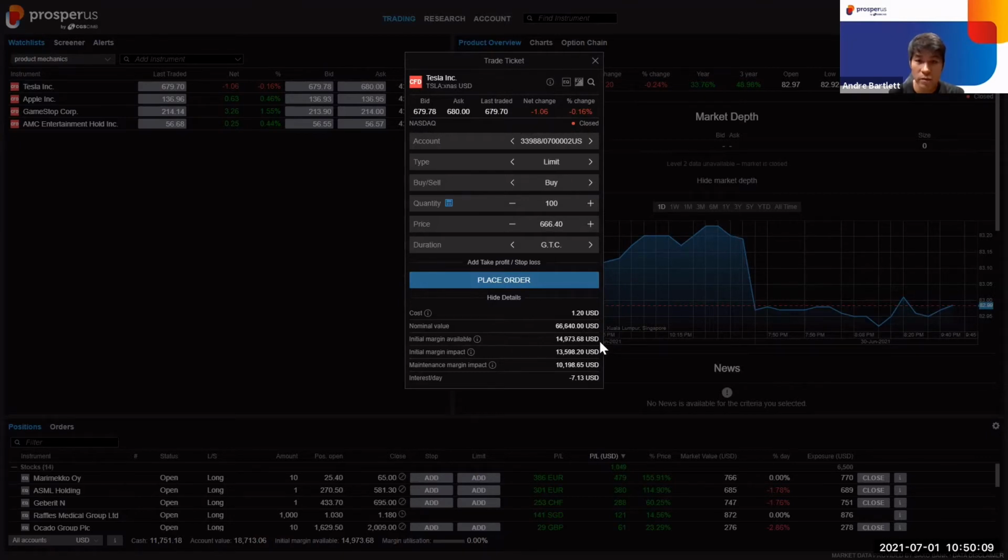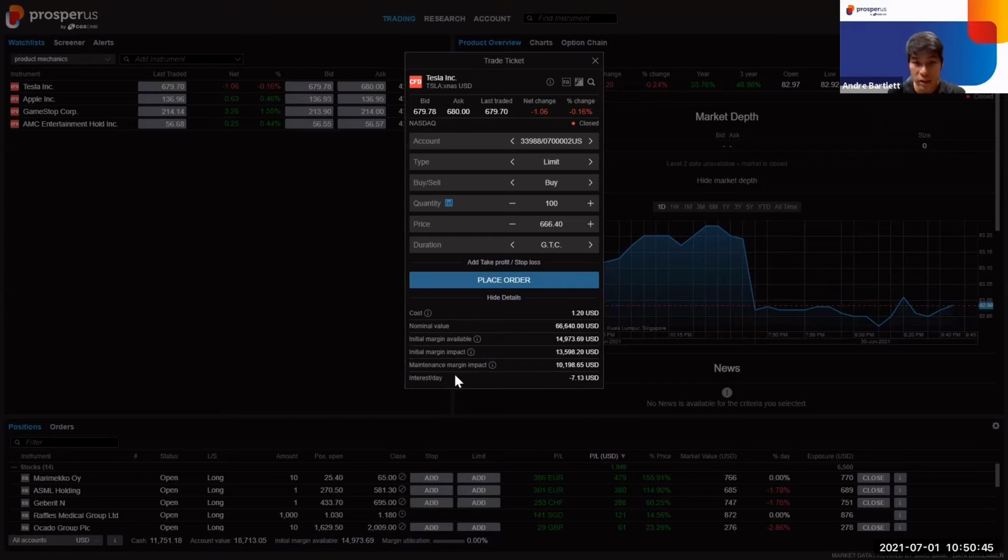Okay. Initial margin available is how much margin you have available in your account before you can actually execute. So as you can see now that the initial margin available is higher than the initial margin impact, you will be able to execute this trade. If this initial margin impact is higher than your initial margin available, you won't be able to execute the trade. It just basically means you do not have sufficient margin to actually execute this trade.